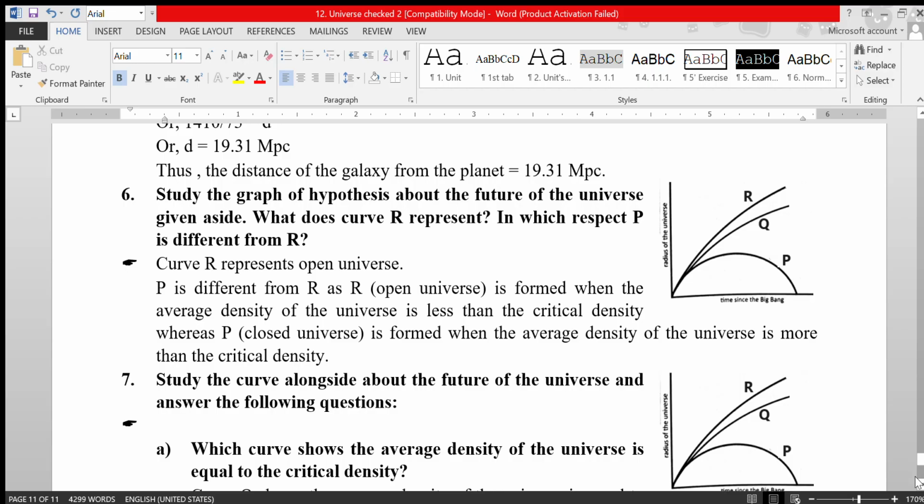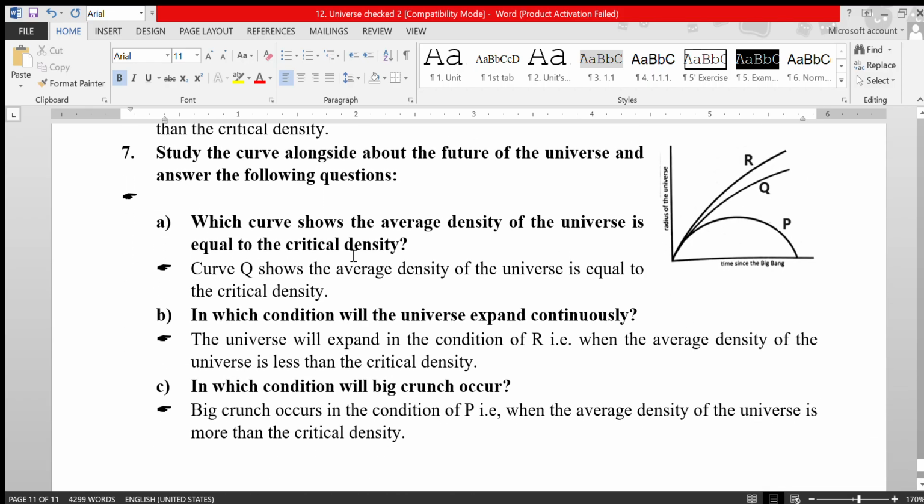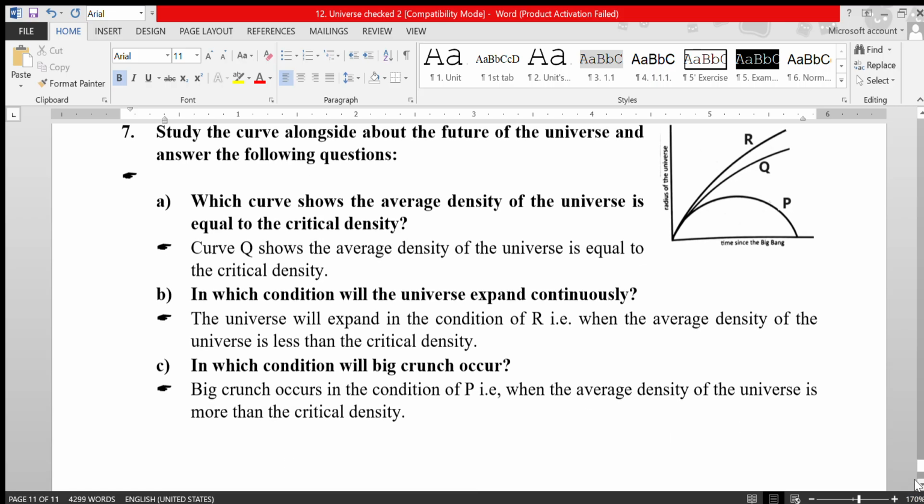Answer the following questions. Which curve shows the average density? Curve Q shows it. In which condition will the universe expand continuously? R. When the average density of the universe is less than the critical density. In which condition will a big crunch occur? In the condition of P, when the average density of the universe is more than the critical density.